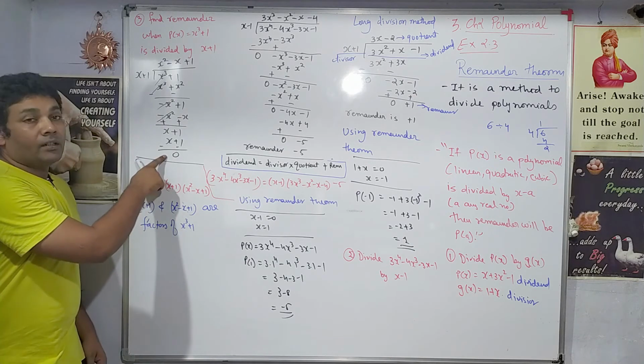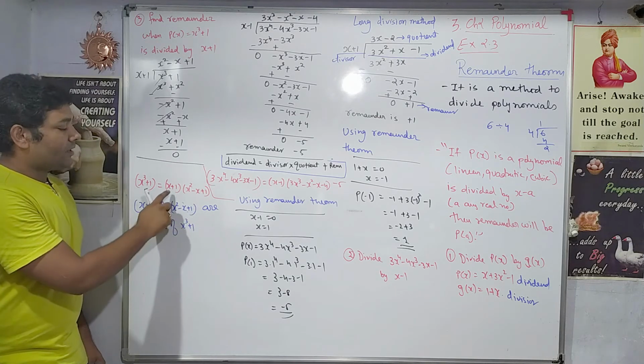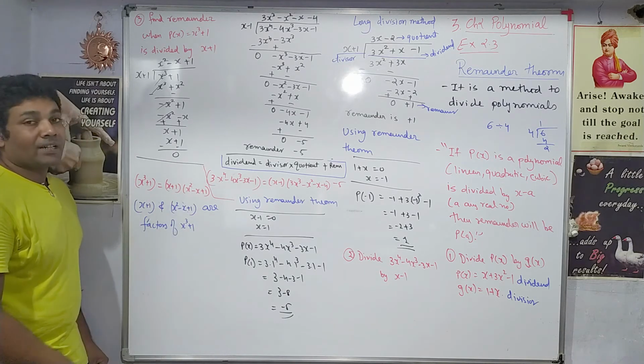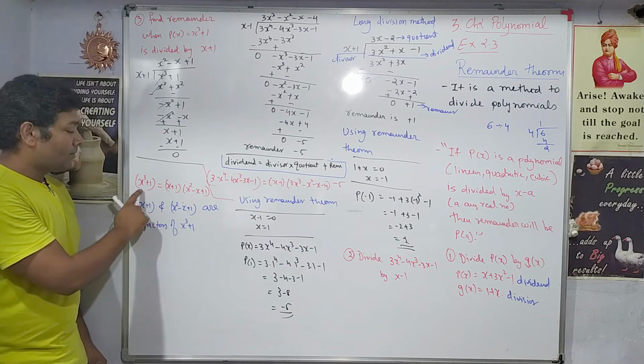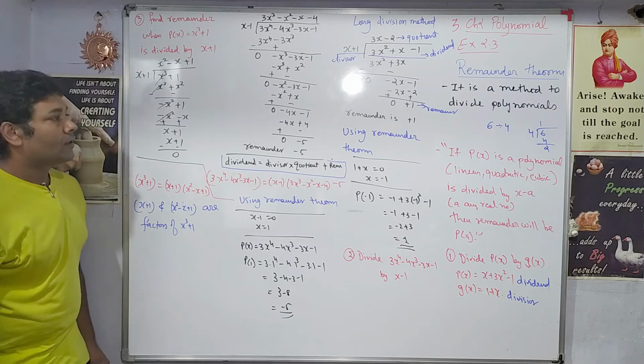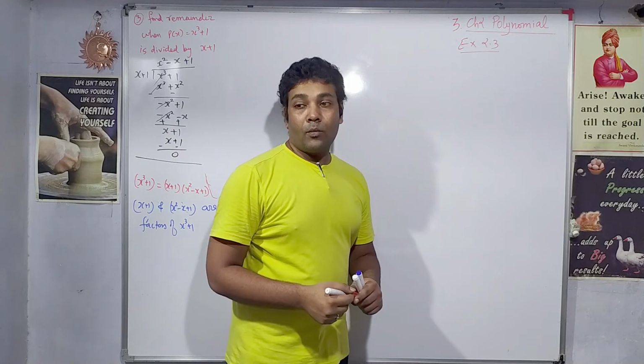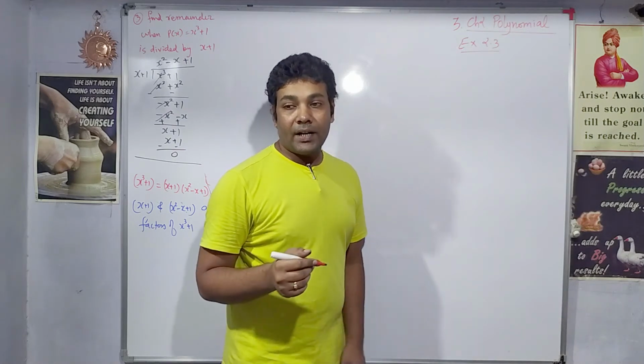In cases when you get remainder 0, you can conclude that x plus 1 and x square minus x plus 1 are the factors of x cube plus 1, right? Let us see some more sums. So let us take some questions from exercise 2.3, right?